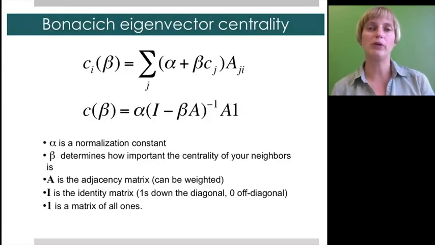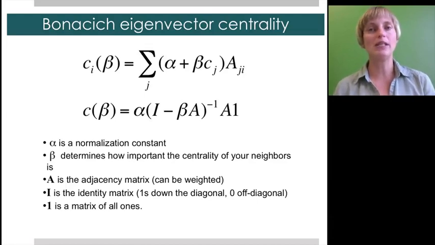One of the first people to apply eigenvector centrality to social networks was Bonacich. He wasn't happy with just the plain adjacency matrix. He wanted a parameter that he could vary, and he chose this parameter beta. And what beta does is it says, how important is it that your neighbors are important versus just how many neighbors you have. So he was able to tune that. And this parameter alpha here is just a normalization constant.